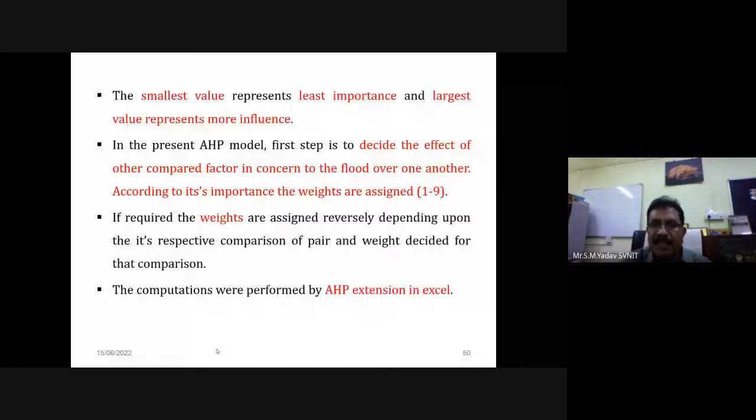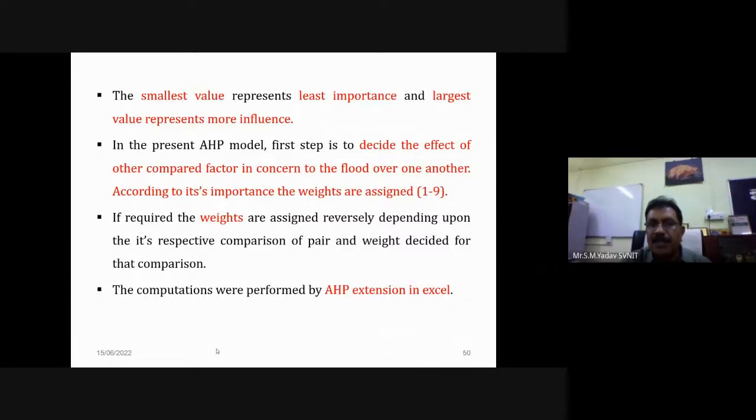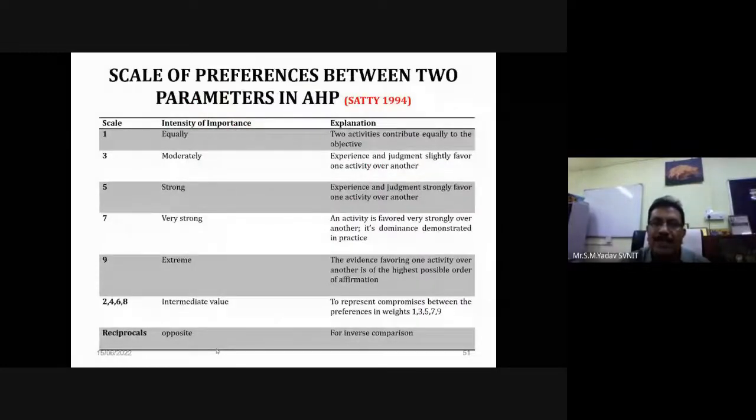In the present AHP model, the first step is to decide the effect of the other compared factors in concern to the flood over one another. According to its importance, the weights are assigned. If required, the weights are assigned reversely depending upon the respective comparison of the pair and the weight decided for that comparison. The computations were performed by an AHP extension in Excel. So the scale of preferences between two parameters in AHP is defined by Saaty.